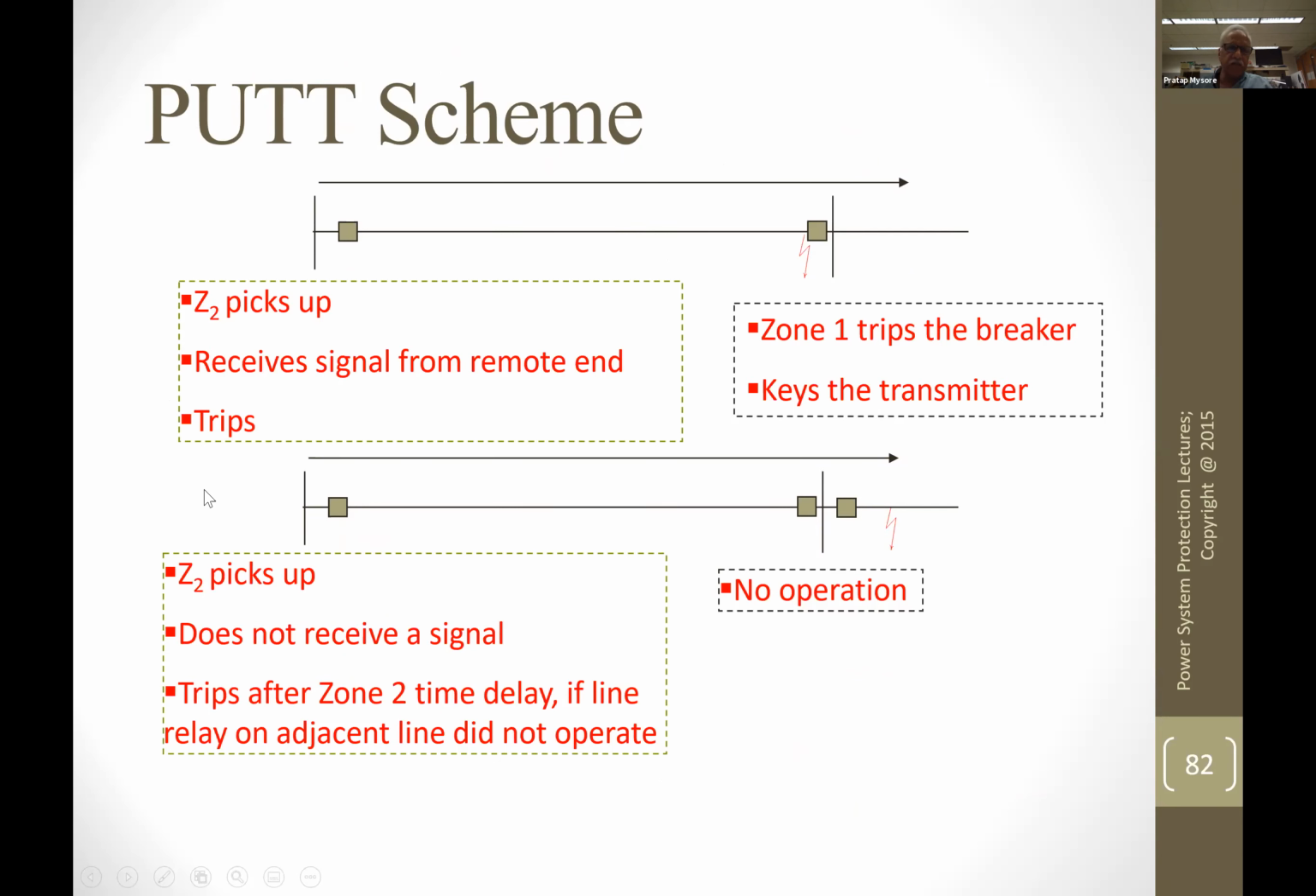So permissive underreach, like I said, zone 2 element picks up, and then we get a signal from the remote end that is triggered by zone 1, and then it trips right away without any time delay. Zone 1 trips the breaker and keys the transmitter, and it receives a signal here. If zone 2 has already picked up, we know the fault is in front of the relay, and then it trips right away. And similarly, if the fault is outside, what happens here? The zone 2 operates here, but we don't get a signal because zone 1 never picked up, because the fault is behind the relay. So we don't get any operation here, and this trips after the time delay.